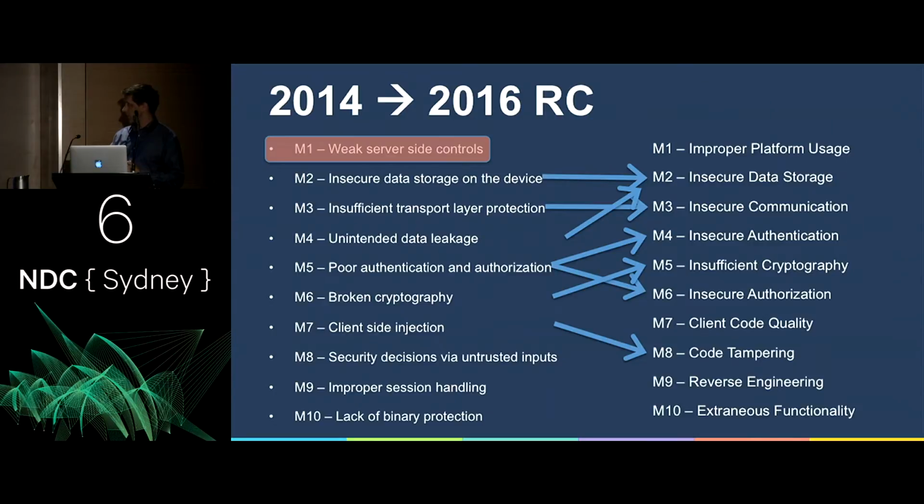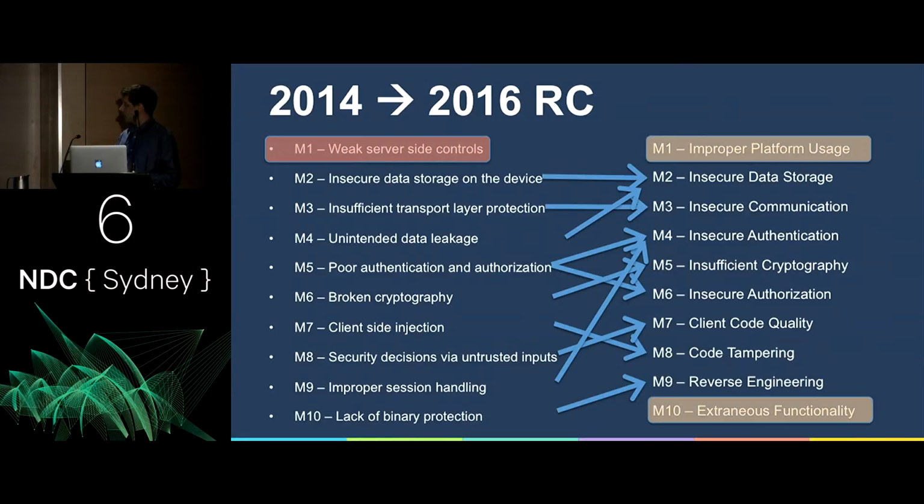Security decisions via untrusted inputs. Somebody reworded that well and just called it client code quality. Improper session handling becomes part of insecure authentication. And lack of binary protection is reverse engineering, and I'll touch on that as well. That leaves two brand new ones in the 2016 list: improper platform usage and extraneous functionality.